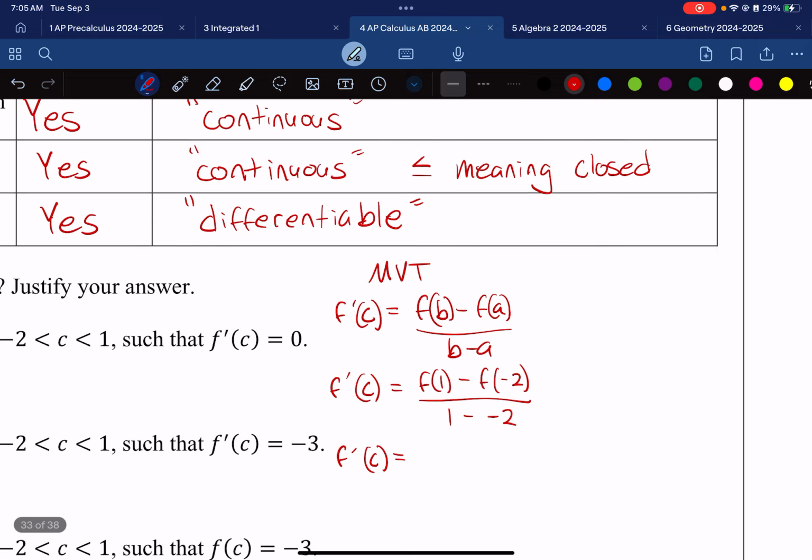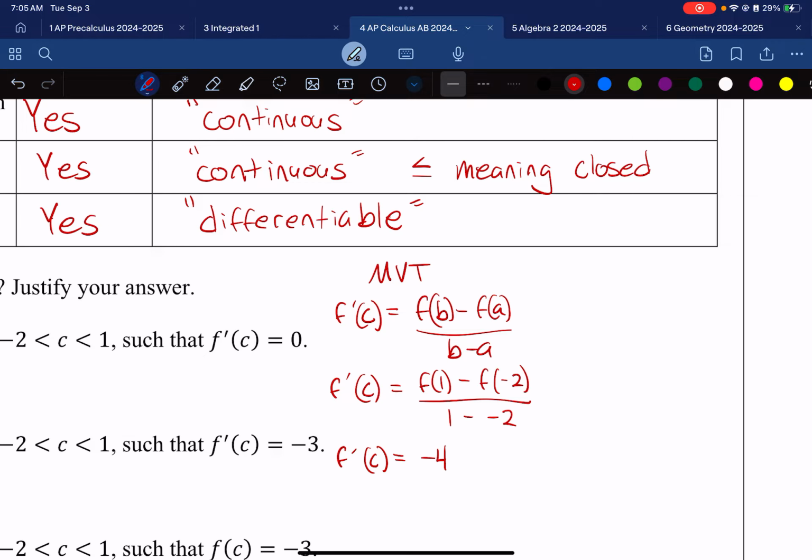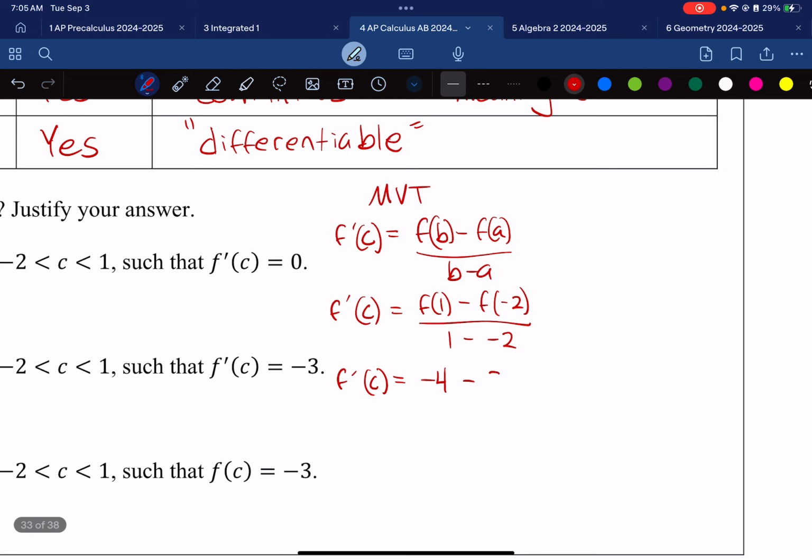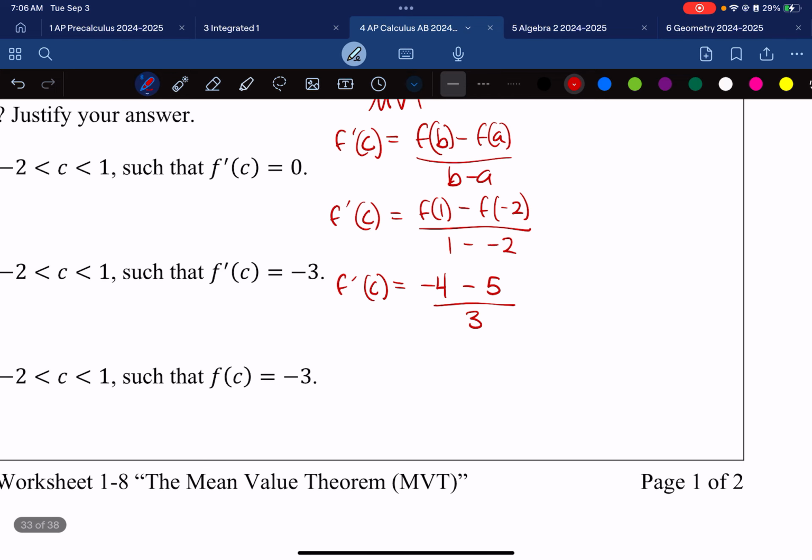F of 1 is -4. -4 minus f of -2, which is 5. Come down here and say all over 3, because 1 minus negative 2 is just 1 plus 2, which is 3. Okay, so therefore down here I can say this is going to be a negative 9 over 3, which is going to be a negative 3.